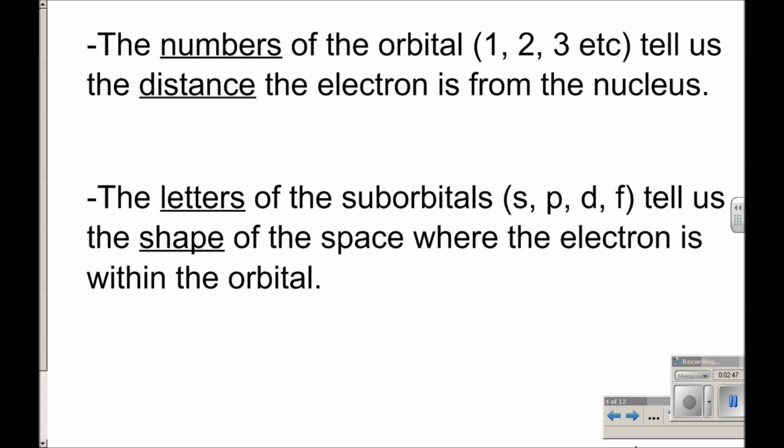So the numbers of the orbital, the 1, 2, 3, and so on, you probably already remember, tell us the distance that the electron is from the nucleus, right? So that first orbital is the closest to the nucleus. The third orbital is much further from the nucleus. And those letters of the suborbitals, s, p, d, and f, actually tell us the shape of the space where the electron is within the orbital.